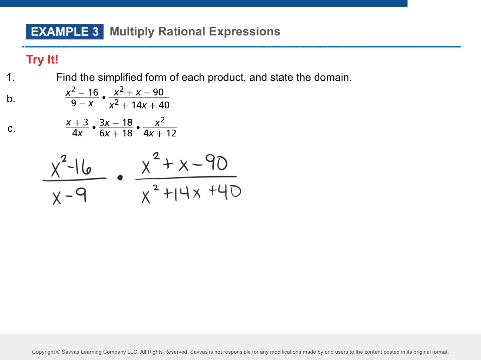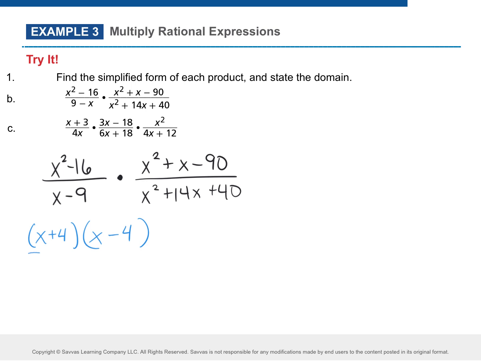Remember, these are both perfect squares, yes? Meaning, what can I multiply by itself to get x squared? X, right? So I know we have x here. What can I multiply by itself to get 16? 4, right? So this turns into x plus 4 and x minus 4.